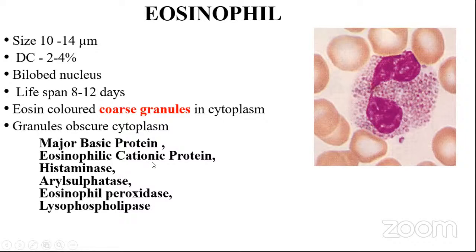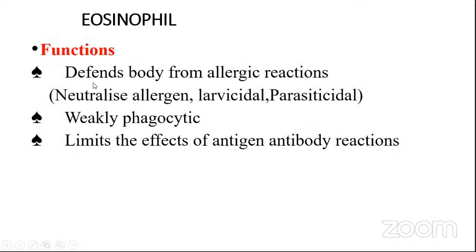Eosinophilic cationic protein, histaminase enzyme, aryl sulfatase enzyme, eosinophil peroxidase enzyme, and lysophospholipase enzyme. So these are the various enzymes present in the coarse granules of the eosinophil. Okay, and what are the functions? It defends the body from allergic reactions mainly.